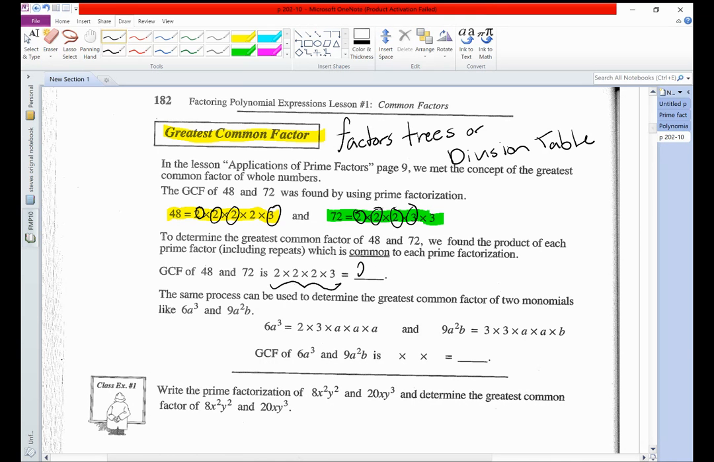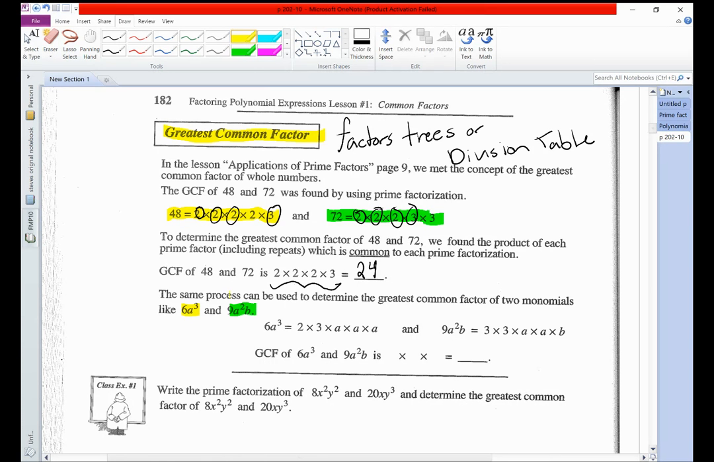Let's see if I can write that nicer. 24. We can use that same process to find the greatest common factor of 2 monomials. So what they've got here is 6a cubed and 9a squared b. They've written the prime factorizations out here.